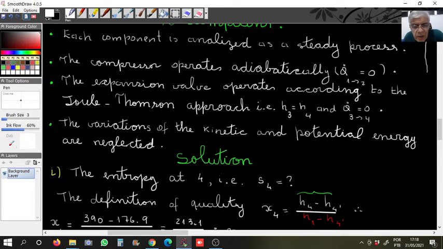Another assumption: the variations of kinetic energy and potential energy are neglected. There's no variation in any component of potential energy and kinetic energy. But the enthalpy I cannot neglect, because it changes a lot.